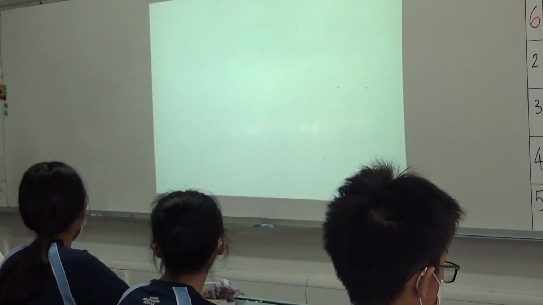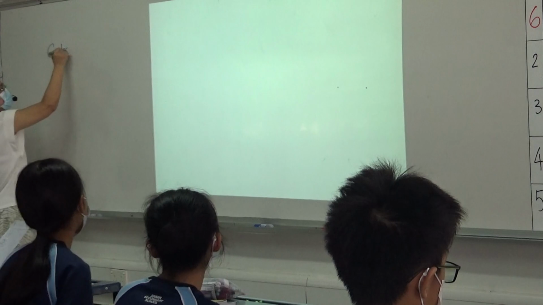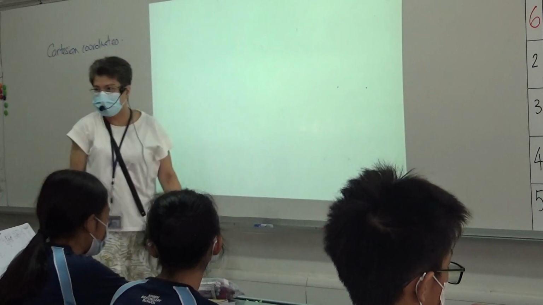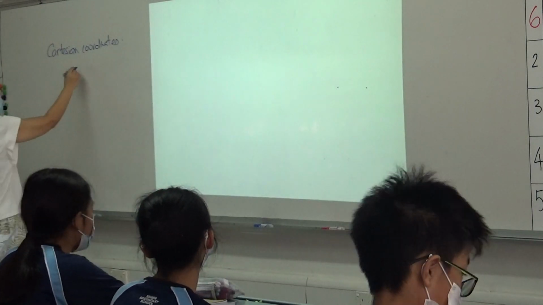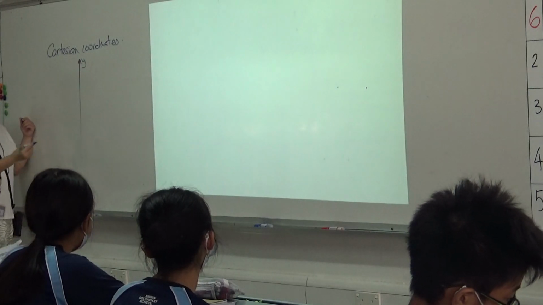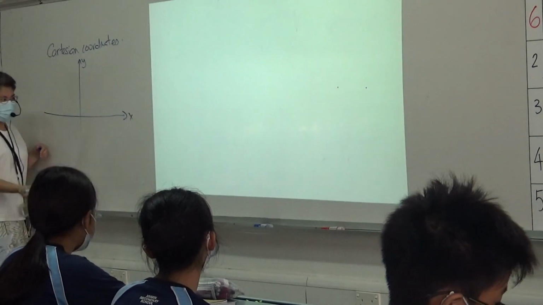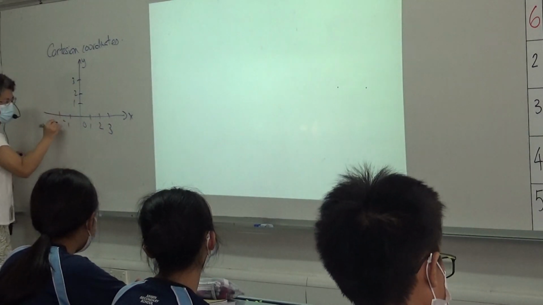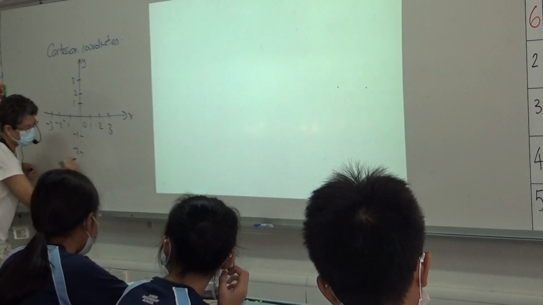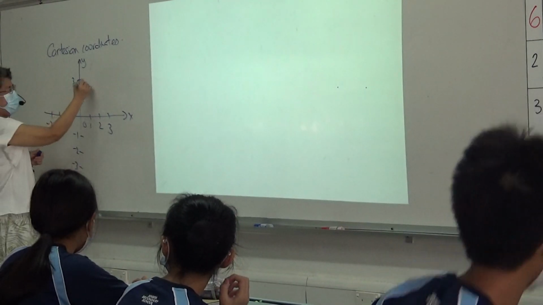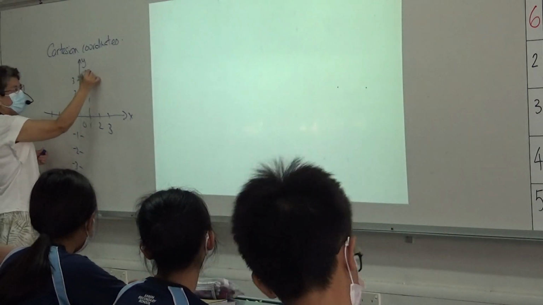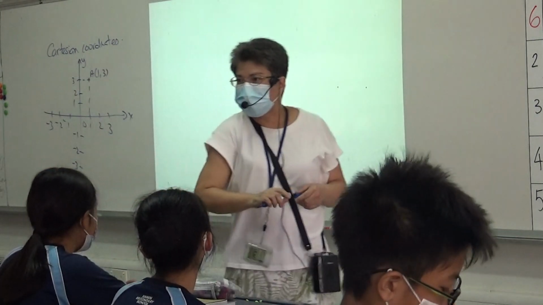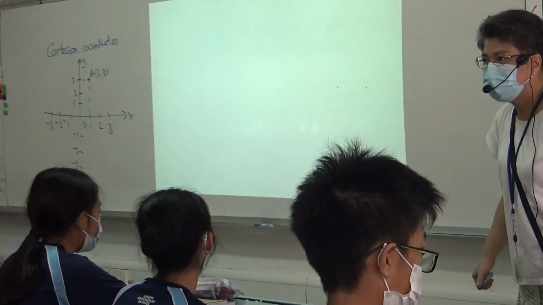Last lesson, I talked about Cartesian coordinates, right? Now, all of you look up, don't talk. I say there's something that's called the y-axis and the x-axis, okay? Right? And if I have a point here, this point A will be called (1, 3), right? First number is always what? The x coordinates. Second number is the y coordinates.